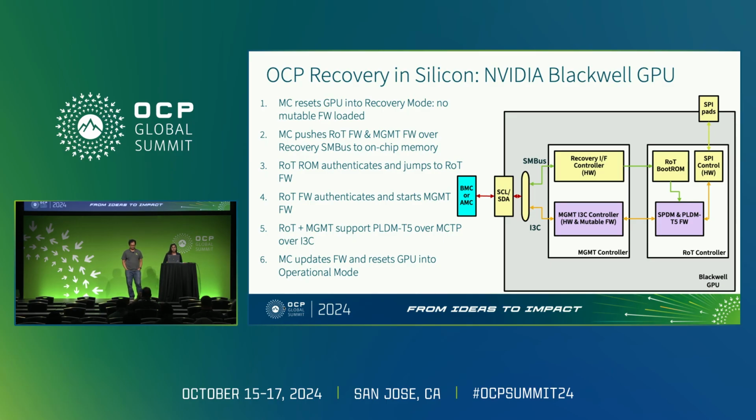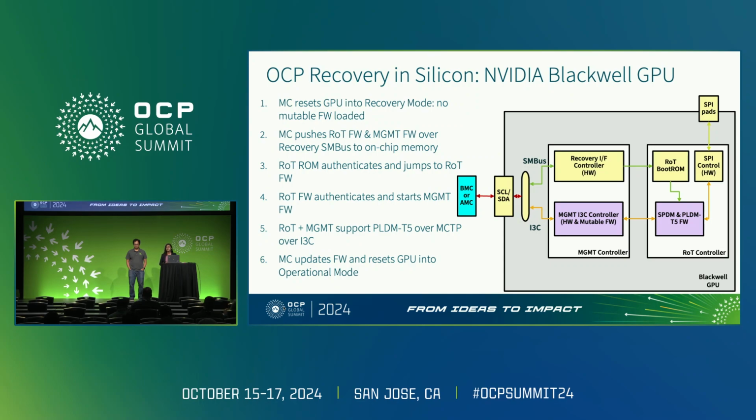So let's walk through an example of how the OCP recovery flow works as it stands today on an Nvidia Blackwell GPU. Before I get into the flow, let me introduce the pieces that are involved. MC here refers to a platform-level management controller that is the platform root of trust, which is the blue box that you see here. And then the second piece that's involved is our GPU.